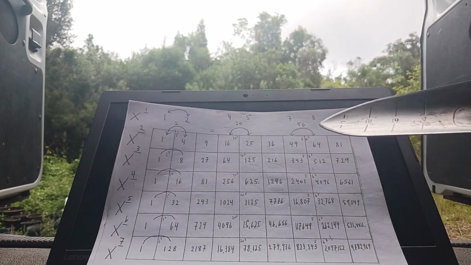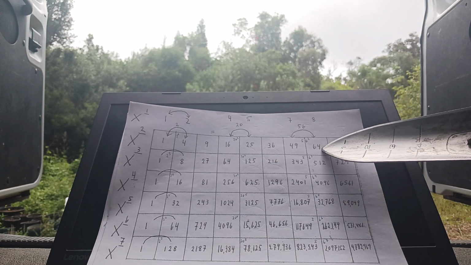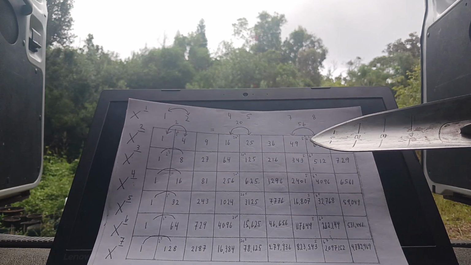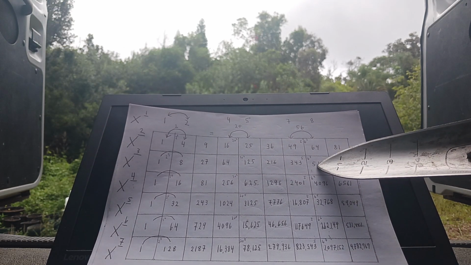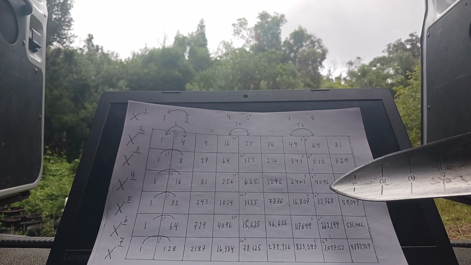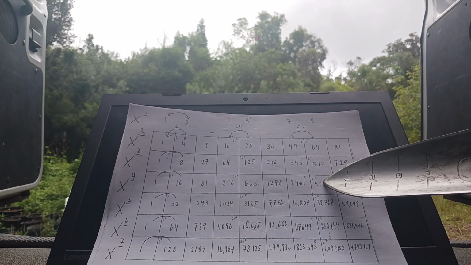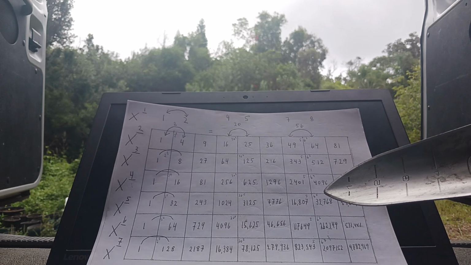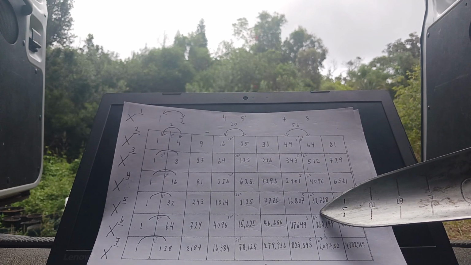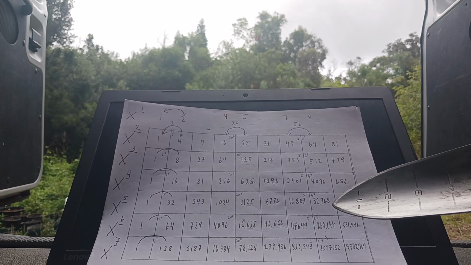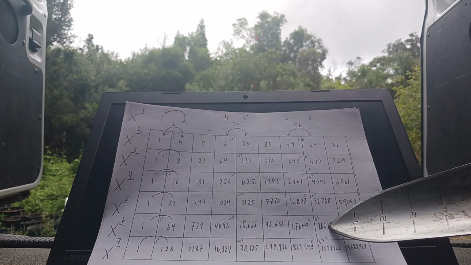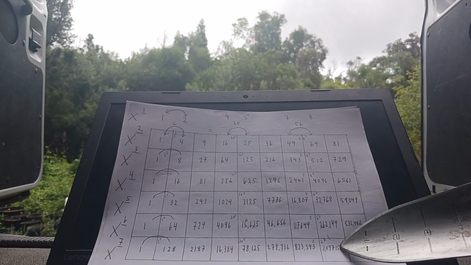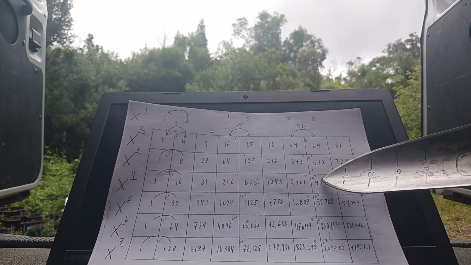7 times 8 is 56. So 49 times 64, 7 squared times 8 squared, is 56 squared. 7 to the third times 8 to the third, 56 to the third. 7 to the fourth times 8 to the fourth, 56 to the fourth. 7 to the fifth times 8 to the fifth, 56 to the fifth. 7 to the sixth times 8 to the sixth, 56 to the sixth. 56 to the seventh, 56 to the 8th, 9, 10, 11, 12.